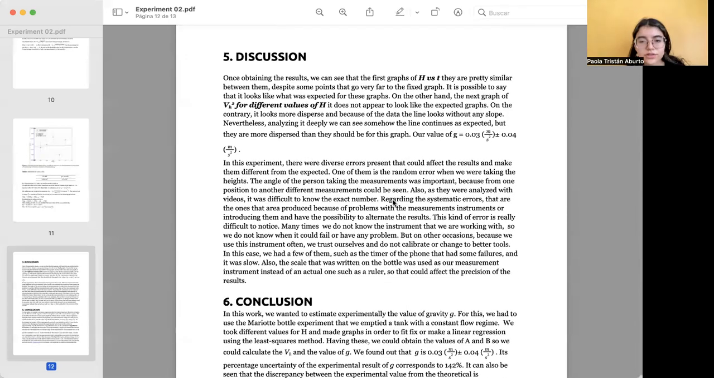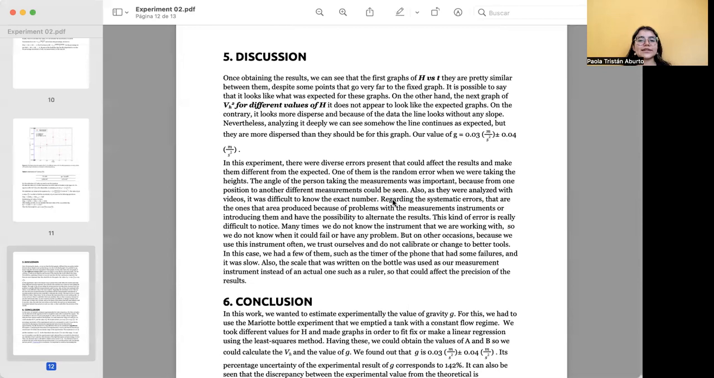Well, for the discussion, we can see that the graphs of H and the time are pretty similar, or it looks like the expected ones, despite some points that go very far off the fitted graph. And on the other hand, we have the graph of the value of VH squared for different values of H, that doesn't appear as the expected graphs. And also because it is more dispersed, it looks like it is without any slope.